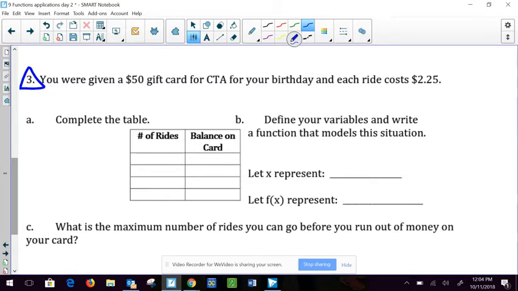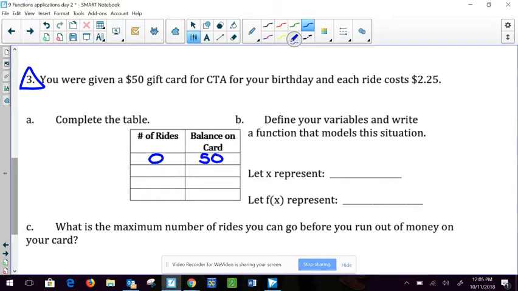So looking at number 3, it says you were given a $50 gift card for CTA for your birthday, and each ride costs you $2.25. So the first thing it wants you to do is complete the table of values. Well, a good table always starts with the number of rides equal to 0. So that's telling us what is our balance on the card that we were given for our birthday if we go on 0 rides. So our balance is 50.